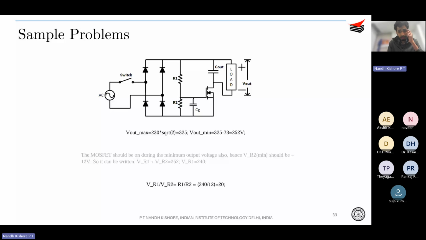You got your Vmin, which is 252. So the MOSFET should be on during the minimum output voltage. Therefore, your VR2 should be 12 and your total VR1 plus VR2 will obviously be your V out, that is 252. So you know that VR1 will be 252 minus 12, which is 240. Therefore, VR1 over VR2 will be 240 by 12, which is 20. Okay.